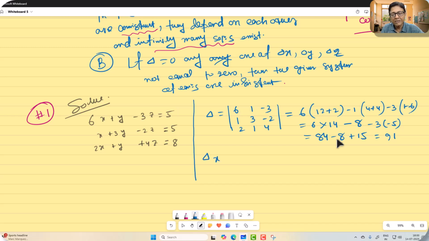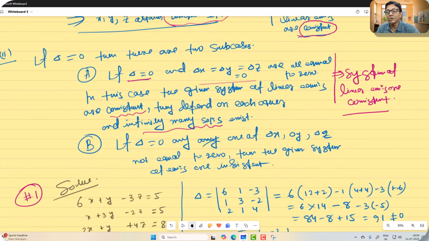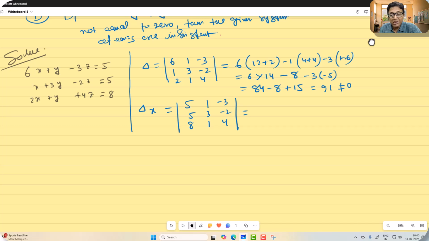Delta x, we will replace the first column by 5, 5, 8, then 1, 3, 1 as it is, minus 2, 4. So this is not equal to 0. So your comment will be that the system of equations has a unique solution. This comes under this category, no? Delta not equal to 0, unique solution. So this is going to be the case of a unique solution.